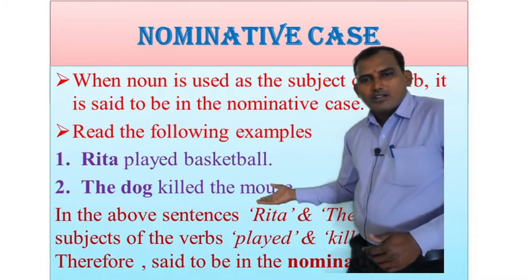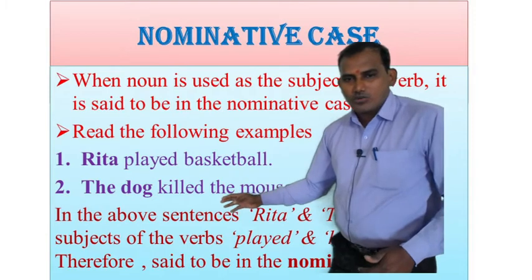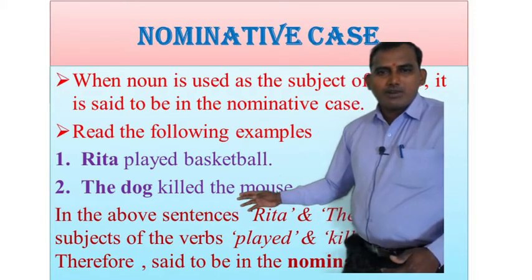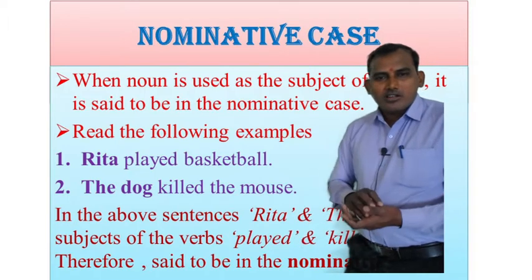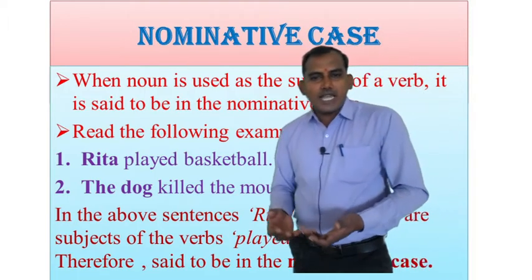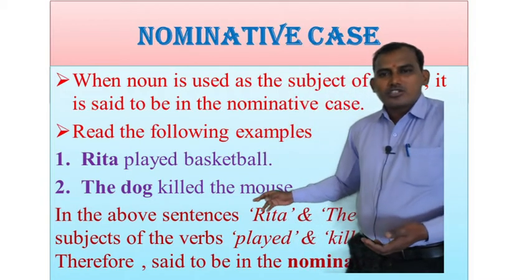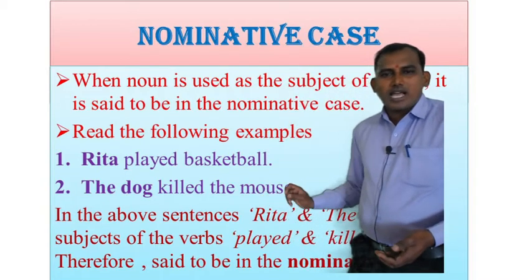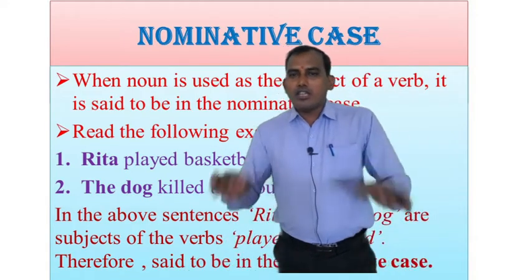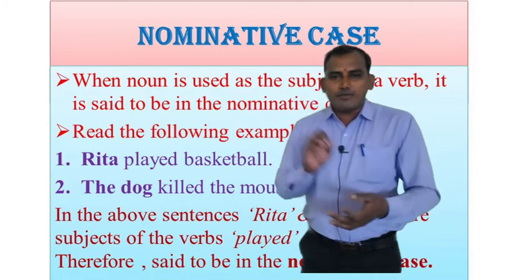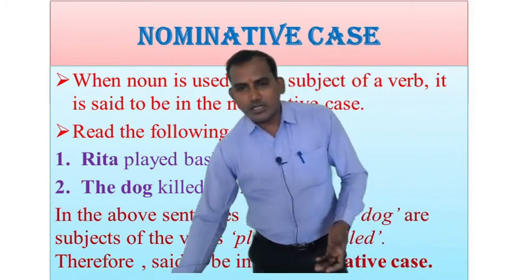Let us look at the second sentence. The dog killed the mouse. Killed is the verb in this sentence and dog is the noun. So the dog, this noun, is used as the subject of the verb killed. So these two nouns are in the nominative case. If the noun is used as the subject of the verb, then that noun is in nominative case.